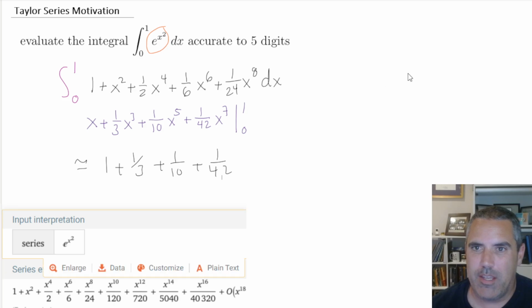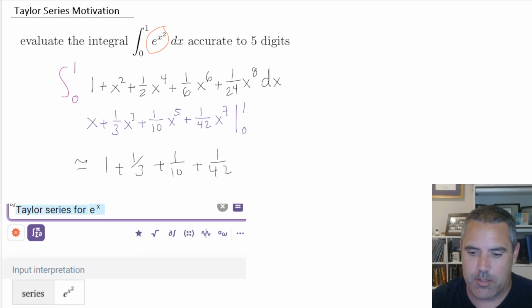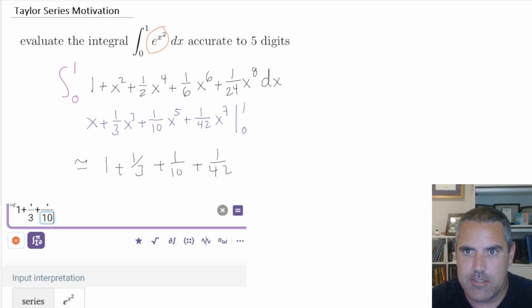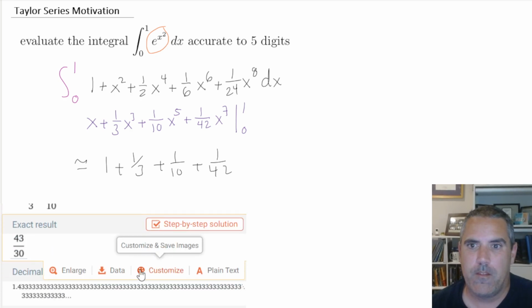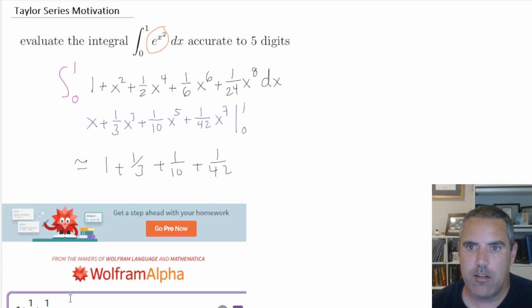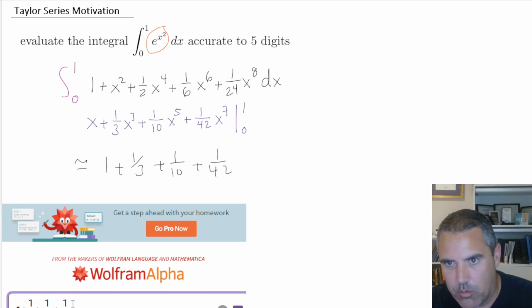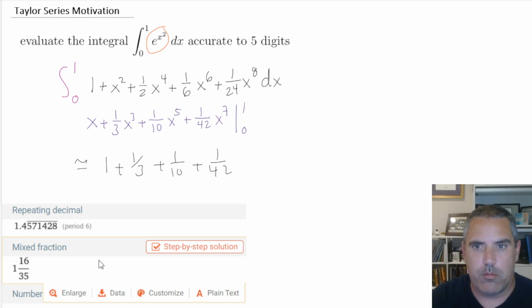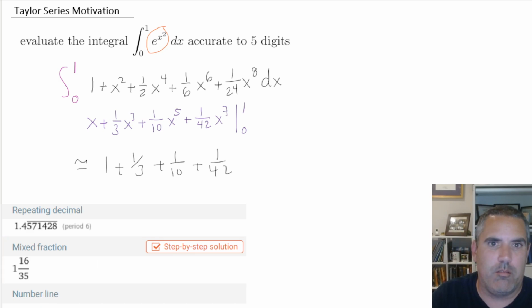Now, if you keep going, it's going to be 1 plus a third plus a 10th, and you can see each number is getting smaller. Let's just see what that is so far. That's 1.43. Okay, you could add another one, plus 1 over 42. That's 1.45. So at this point, I'm pretty confident the answer is about 1.4 something.